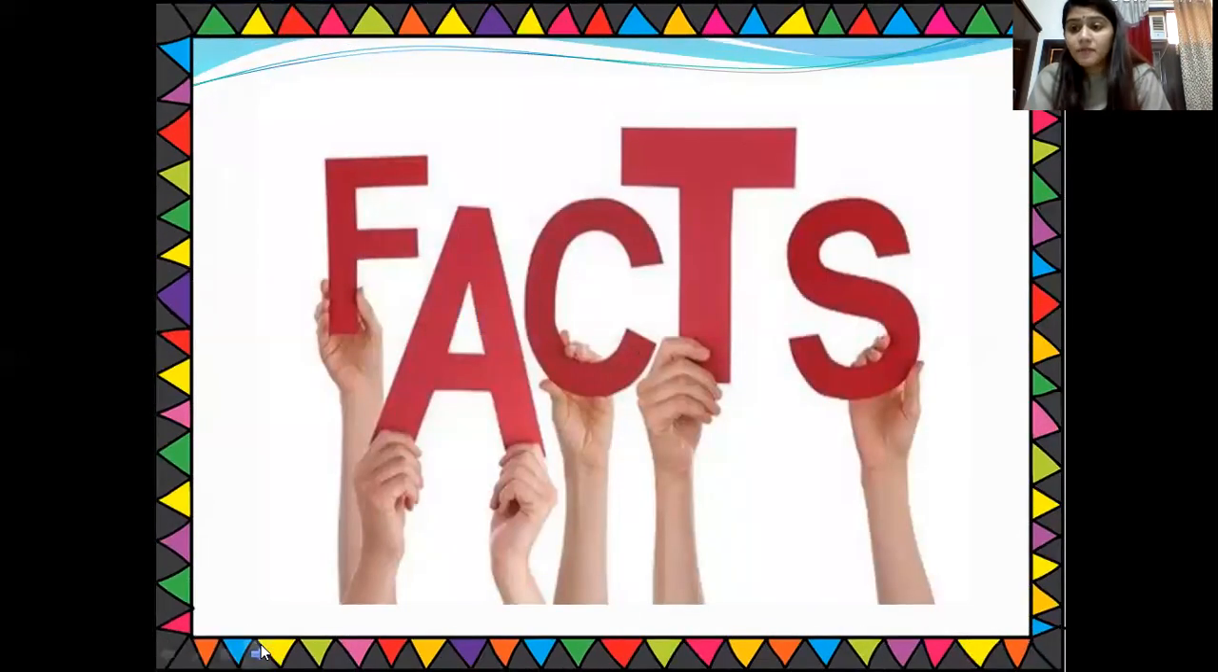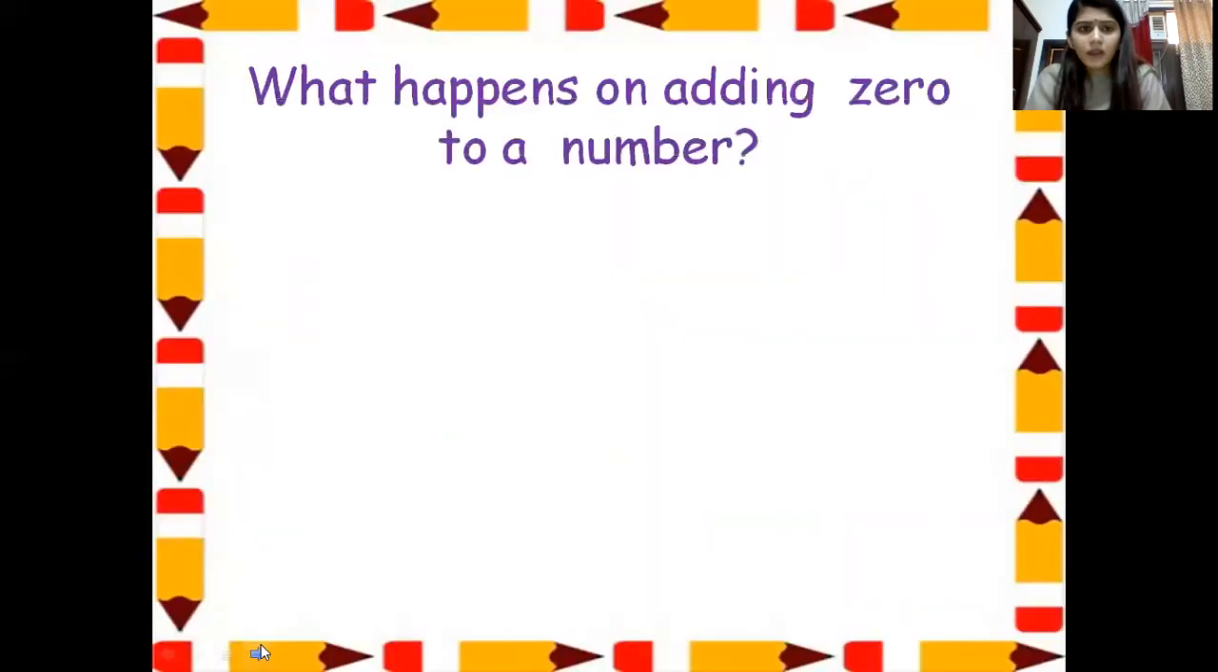Next, there are some facts in addition. So let's see. Question is, what happens on adding 0 to a number? When we add 0 to a number, the answer is, let's see. See, we have added 0 in 1. 1, 0. 0 means nothing. So the answer is 1 itself. So when we add 0 to a number, the answer is the number itself.